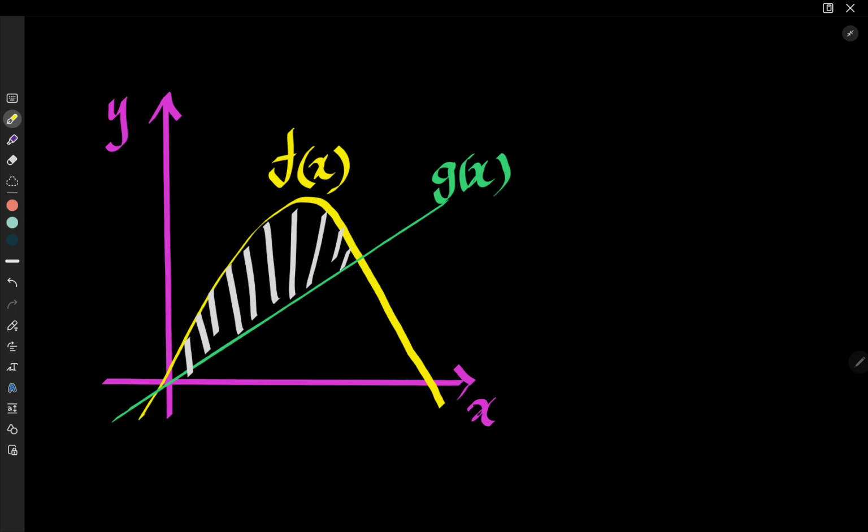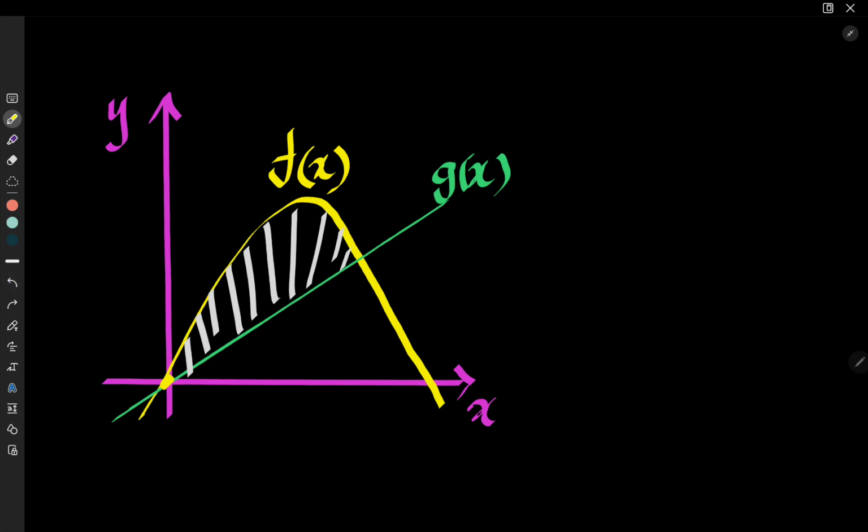Now, in this diagram, we are given a curve that is the quadratic function or a parabola, which is f of x, and the straight line g of x. So we are asked to determine the area that is shaded in white. Now, to do that, we can first determine the definite integral of f of x. However, if you just do the definite integral of f of x from this point to this point, you are calculating the whole area under the yellow graph, and you'll be calculating another area which we are not interested in, and that is this part here.